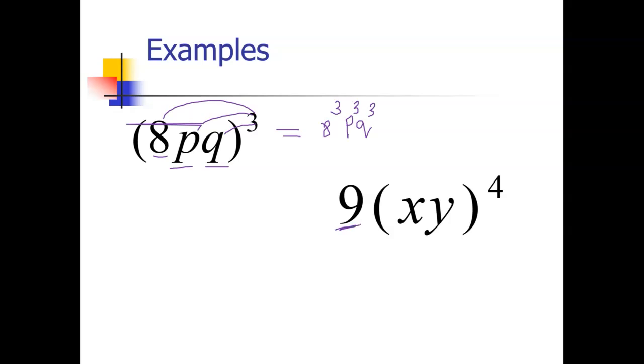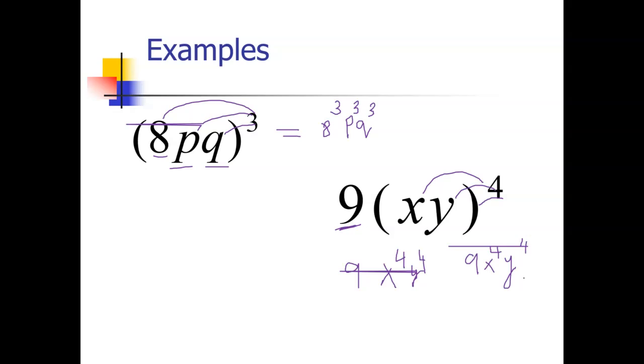In the second example, the 9 is outside, and therefore I will not distribute the power 4 to my 9. I will only distribute on the x and the y, because the 4 is directly touching the parenthesis, and inside the parenthesis, those are the factors that you will distribute your power 4 to. In this case, I'm going to keep my 9 as a 9, and I will distribute my power 4 on the x, and I will distribute my power 4 on the y. Let me just write this again. It's 9 times x to the power 4 and y to the power 4.